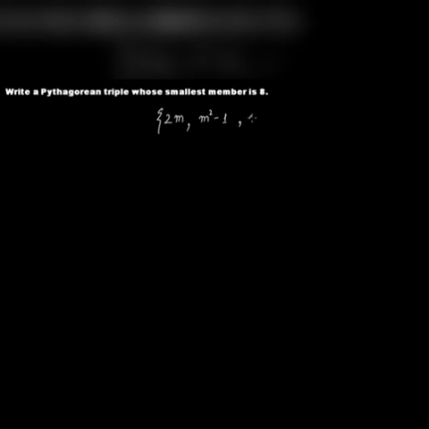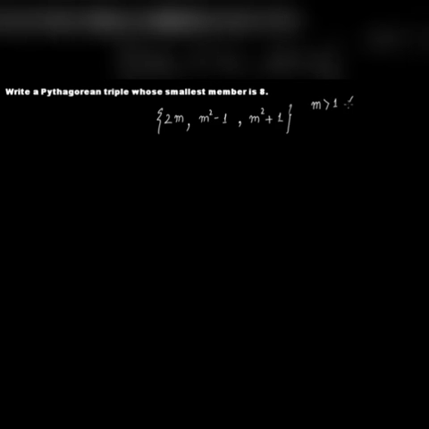Write a Pythagorean triple whose smallest member is 8. Now we know that we can calculate Pythagorean triples using three algebraic expressions, that is 2m, then m squared minus 1 and m squared plus 1, right? Where m can take any value of a positive integer which should be greater than 1 and should be a positive integer.